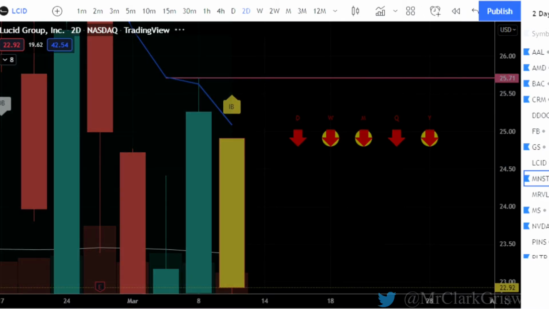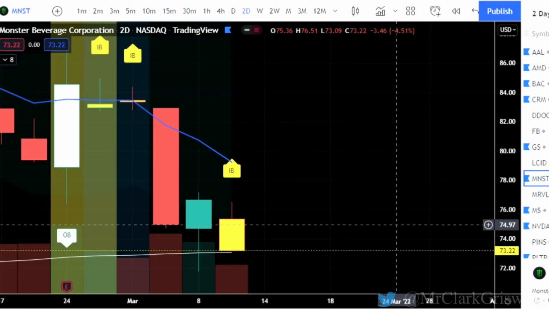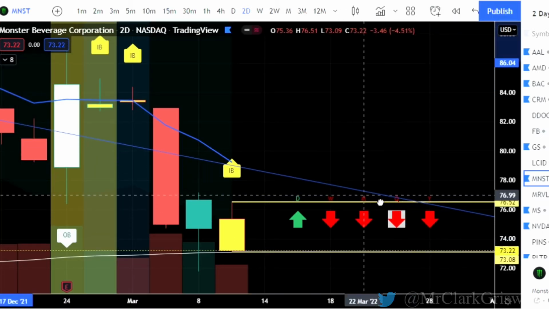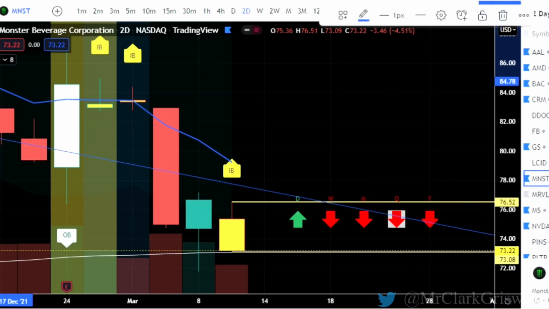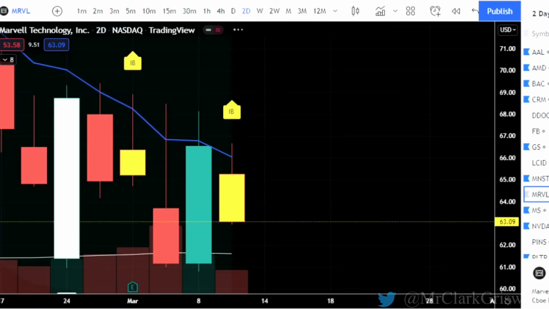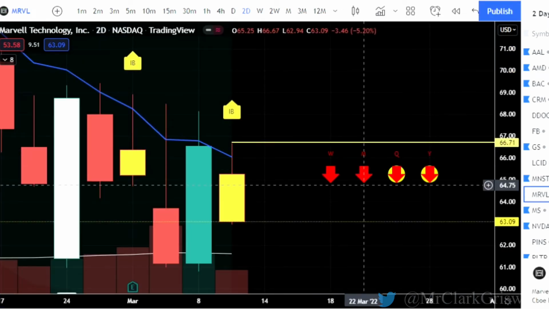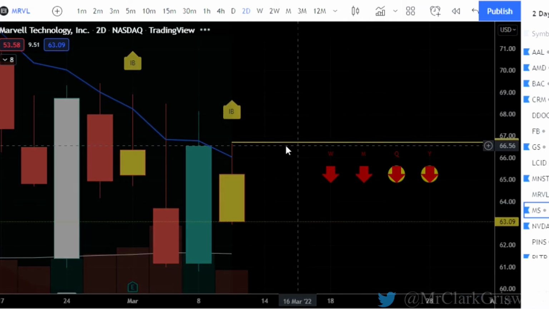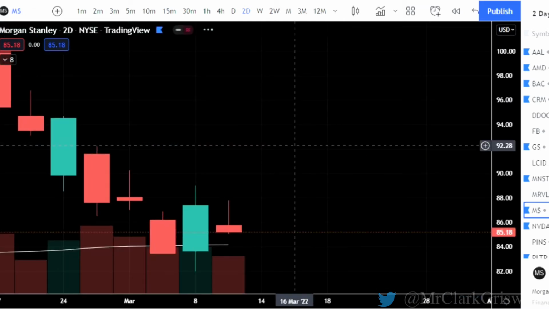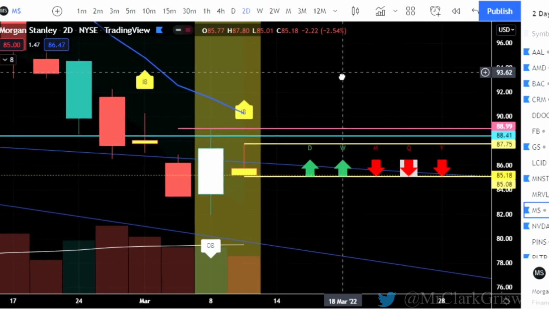Okay, next up, Monster, MNST. MNST, again, inside bar, as I said, all of these would be. Then we go to MRVL, it's Marvel, inside bar, time frame to the downside. MS is Morgan Stanley, 3-1 setup. So again, another powerful setup.